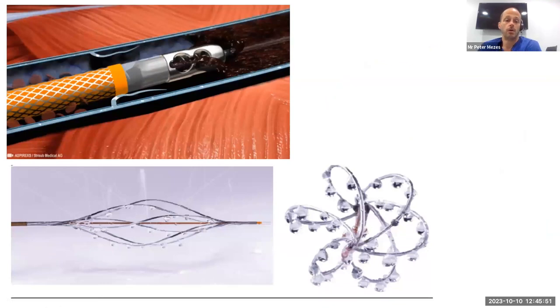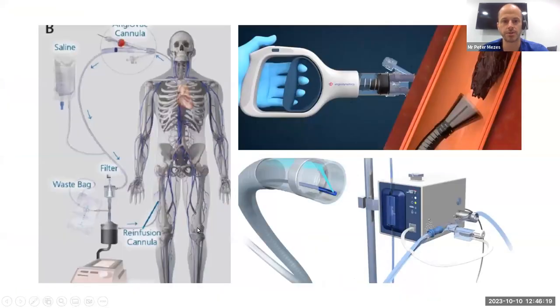There are also all sorts of other equipment out in the market, and it's difficult to know all of them, and these are just a couple of examples. One is the Aspirex catheter, which is a rotational thrombectomy device. There is this infusion catheter for thrombolysis called the Bashir catheter, which allows better penetration of the thrombolytic into the clot.